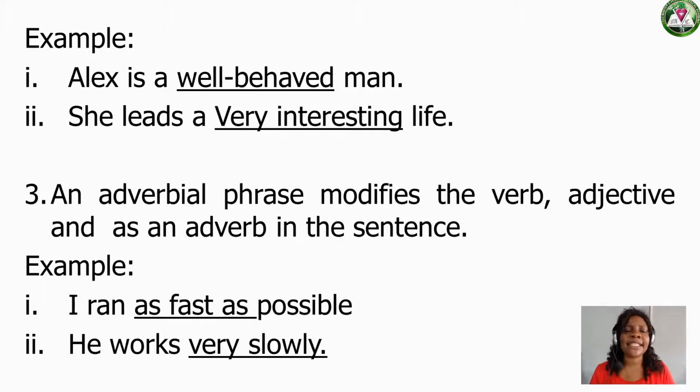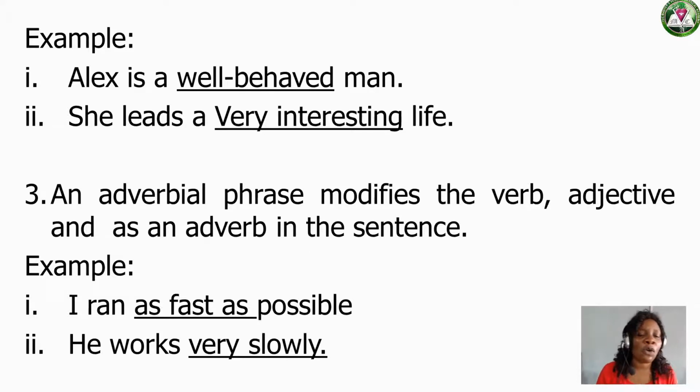So in the first example, Alex is a well-behaved man. The adjective phrase, which is well-behaved, qualifies the noun man. Then in the second example, the adjective phrase there is very interesting. And then the adjective phrase, very interesting, qualifies the noun after it, which is life.